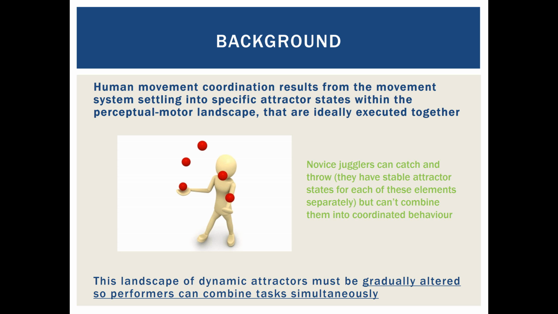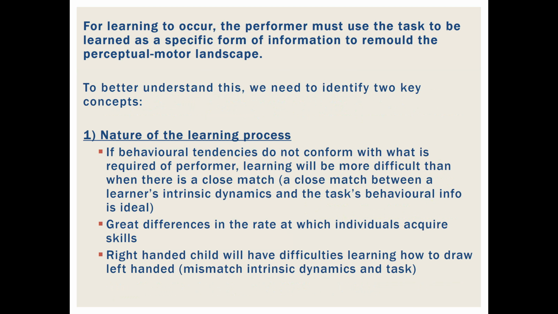And in this week's lab, you will actually learn how to juggle. And I guarantee you that 90% of you will be able to juggle with 3 balls after the first hour of that lab, because we're going to apply a constraints-led approach to learning. So for learning to occur, the learner must use the task that they're about to do as information that affords action. We've said that before as well.